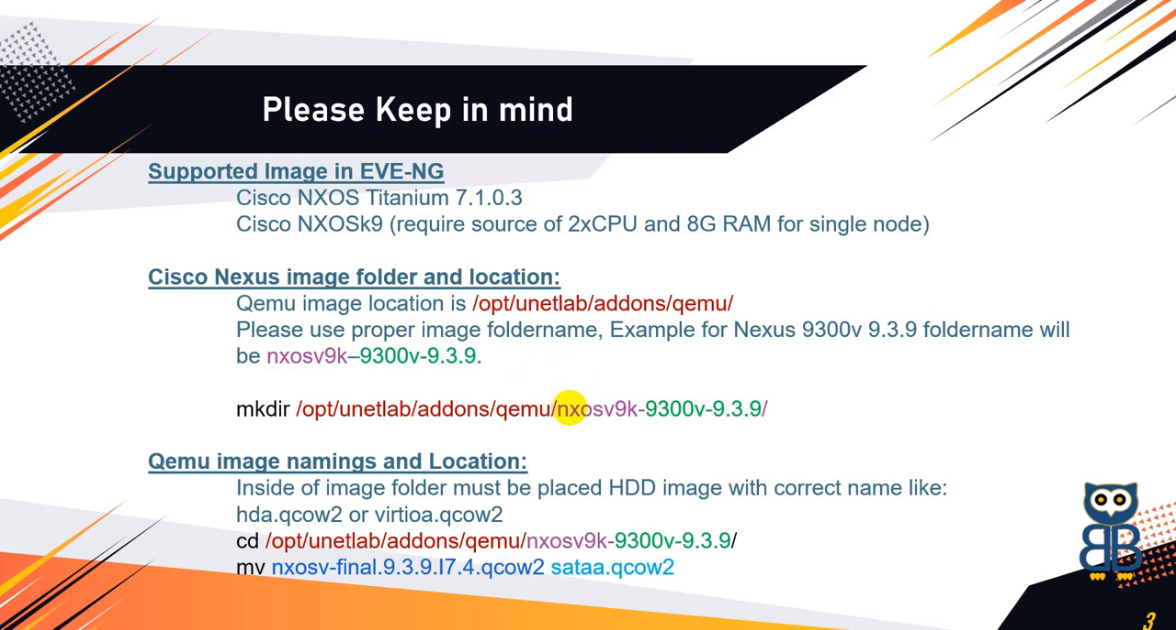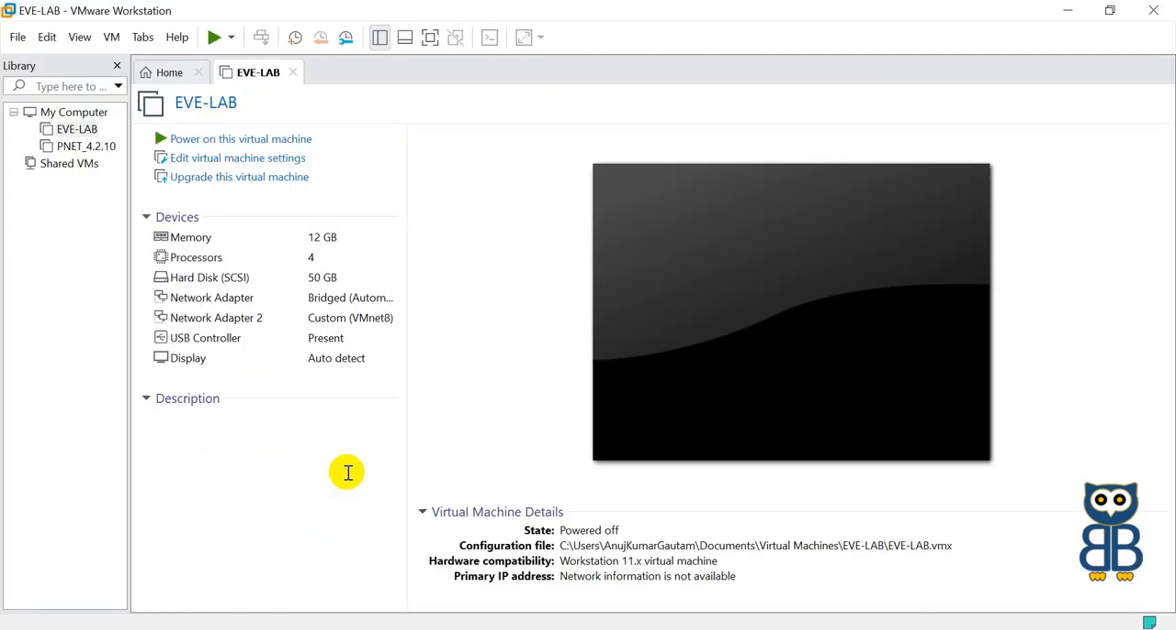Another important point is, the EVENG simulator doesn't support raw image, and if you somehow import the raw image in the right folder, then it won't be functional anyhow, because the image will not be readable by the simulator. So this part is also clear, you need to convert the raw image into a specific format so that the image will be operational in simulator. Let's see how you can successfully import the image in EVENG simulator and make the image operational.